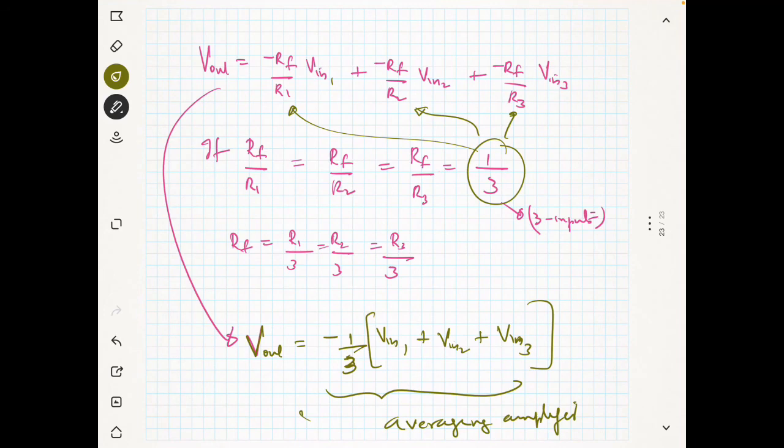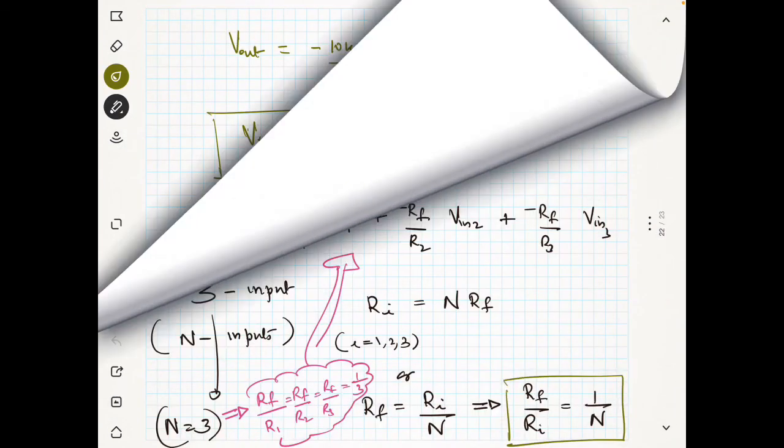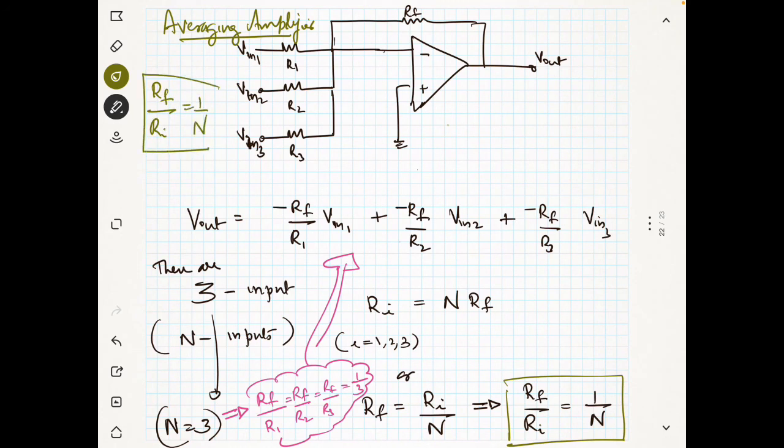So for the averaging amplifier, what is the condition? Your Rf by Ri should be equal to 1 by n. That means this is the averaging amplifier. So this amplifier we will call an averaging amplifier. Now you can find the sum and average amplifier. That is the beauty of op-amp: you can make a lot of things by changing the resistance. So in the averaging amplifier, Rf by Ri is equal to 1 by N. This is the condition. I hope this is clear to you.